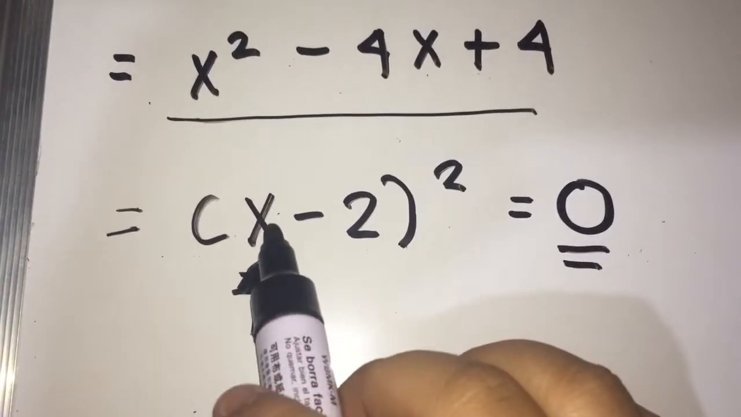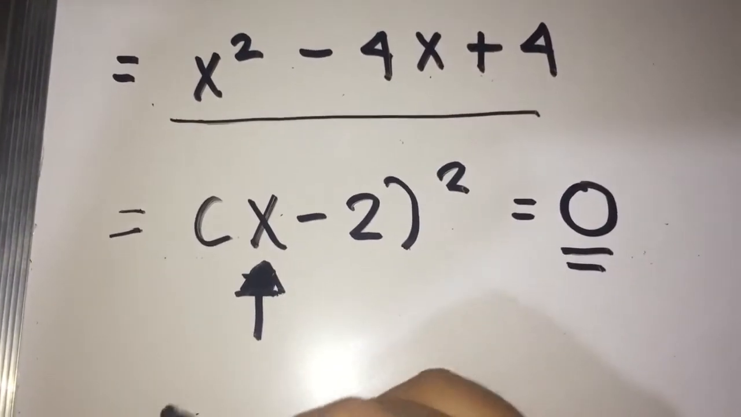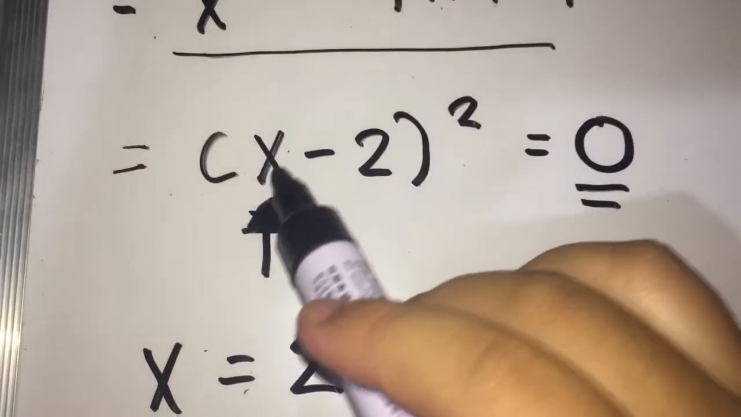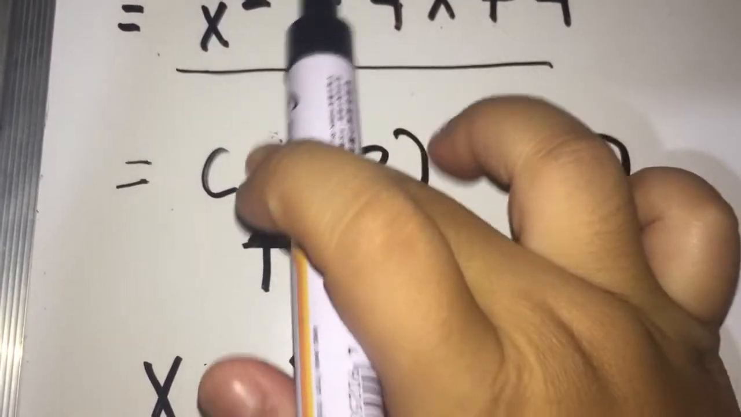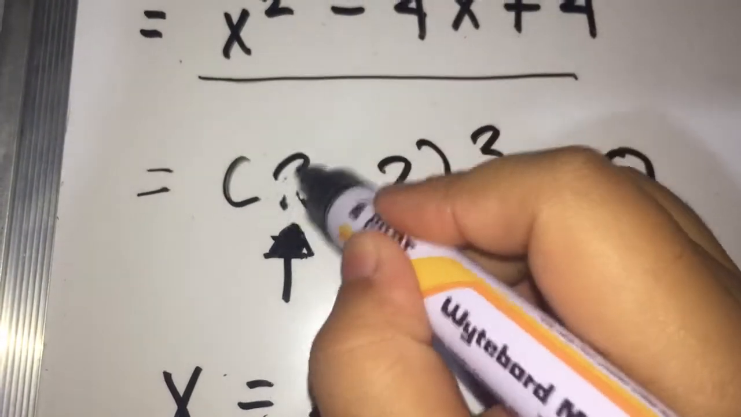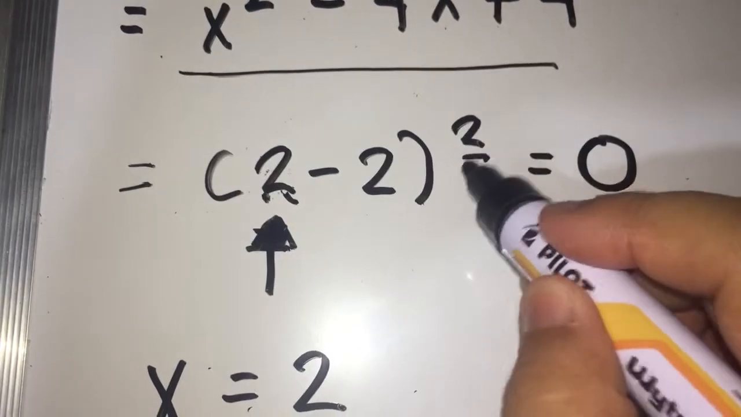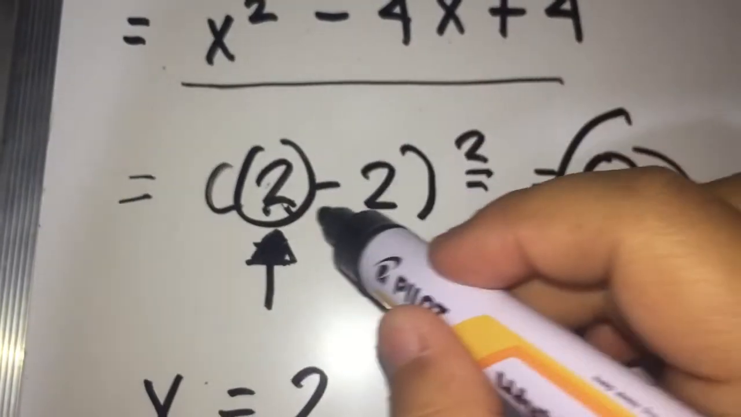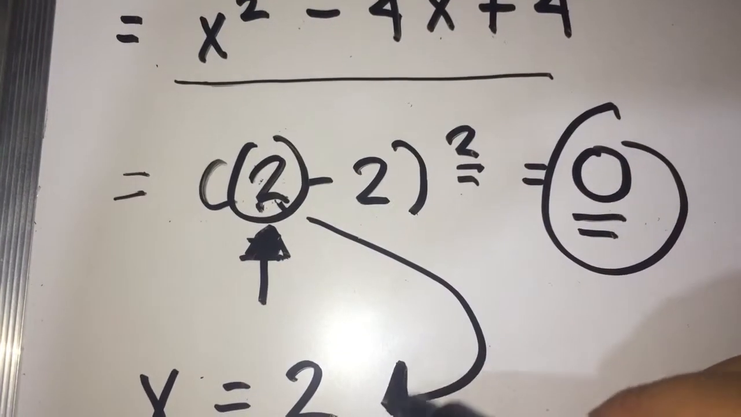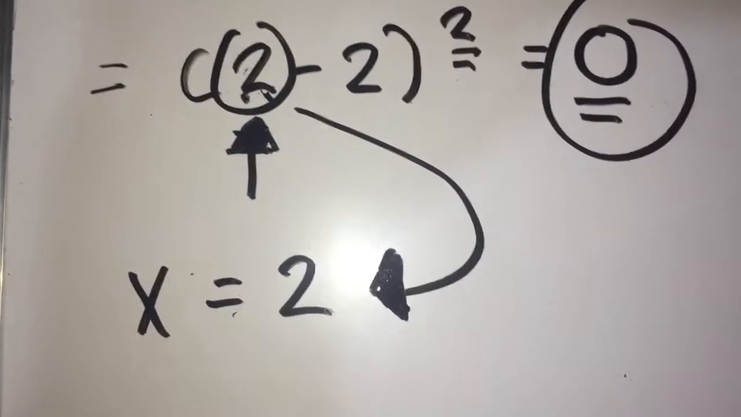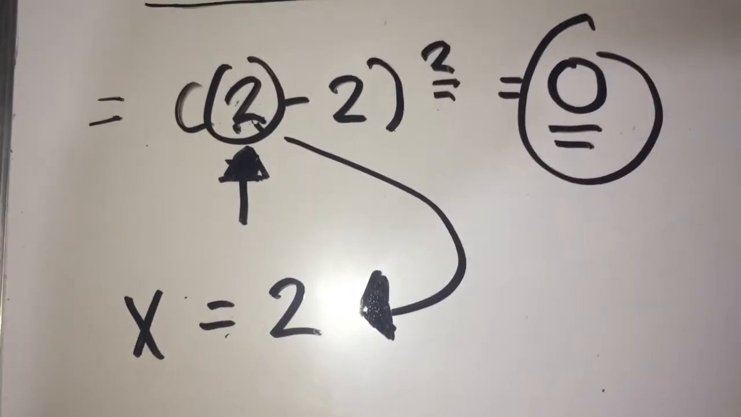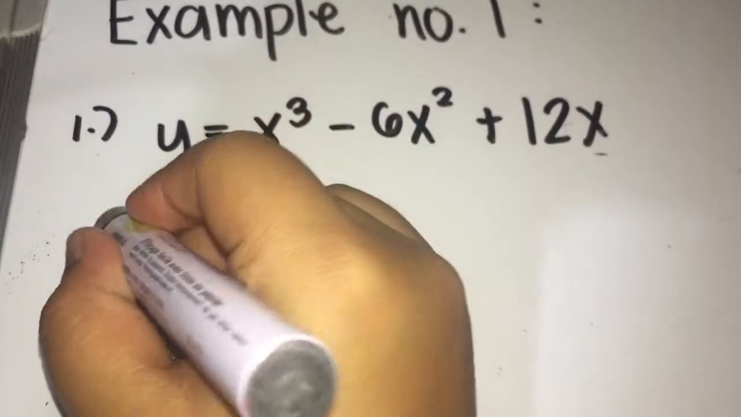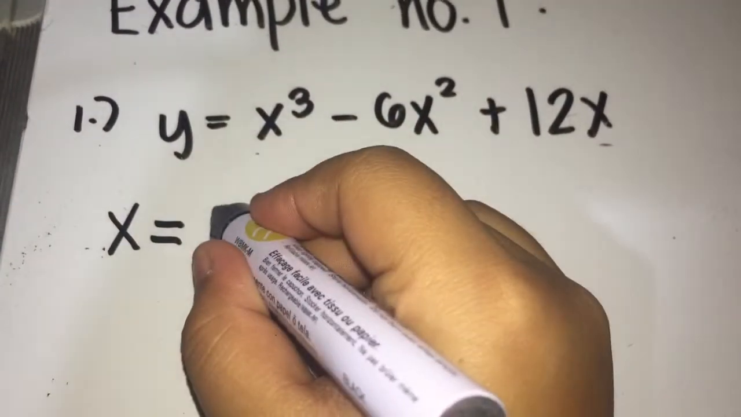So the x will be 2. Am I right? Since if you put x as 2, 2 minus 2 equals 0, squared, the result is 0. That's why we should use 2 as our x to result in 0. So we already have our x, which equals 2.